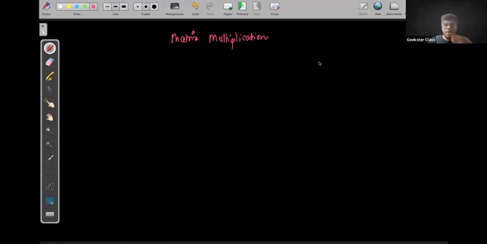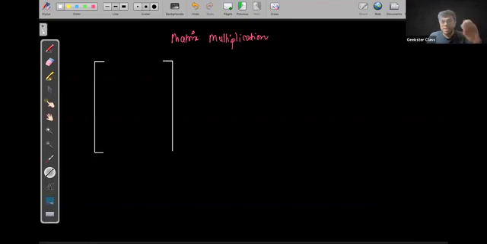Okay. If I ask you, in order to add two matrices, what do we have to do? In order to add two matrices, what dimension should be there? No, it is not a square matrix. In order to add two matrices, the dimensions of those two matrices should be the same. It is not necessarily that the matrices will be square.